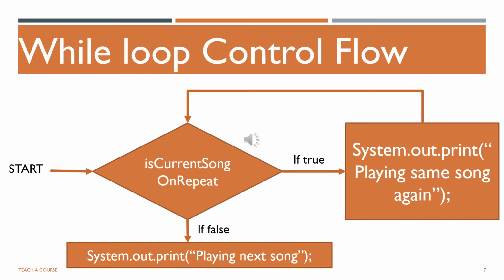While loops in Java. Let's create a while loop in Java. In the previous videos and slides, we diagrammed a while loop to represent a song playing on repeat. With this diagram, while the current song is on repeat, we play the song again. If the current song is not on repeat, then we check the while loop condition, exit the loop and play the next song. If the user never takes the song off repeat, then the current song will play forever. We only exit the loop if the user takes the song off of repeat.